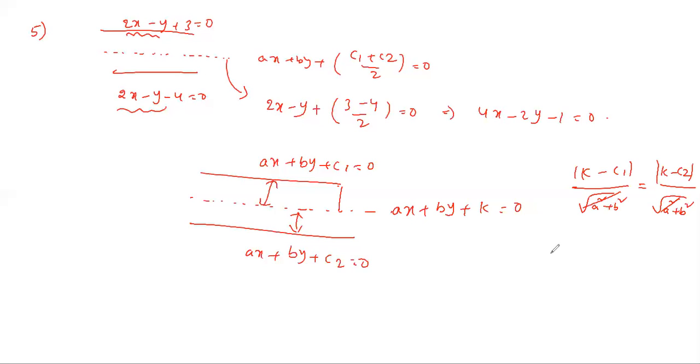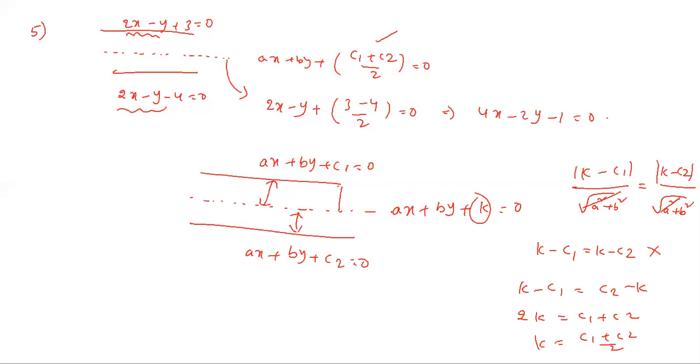So both are cancelled. If you remove the modulus, k minus c1 equals k minus c2. It is not possible, so k minus c1 equals plus or minus of k minus c2, giving 2k equals c1 plus c2. K equals c1 plus c2 by 2. So in place of k, we can take c1 plus c2 by 2. That is the midway equation.